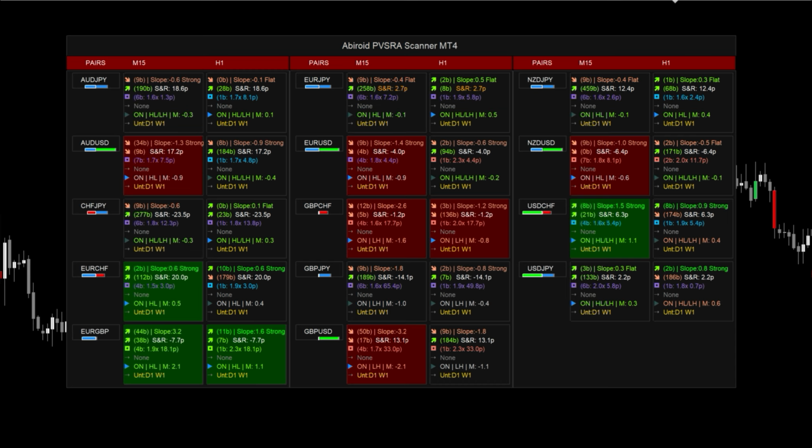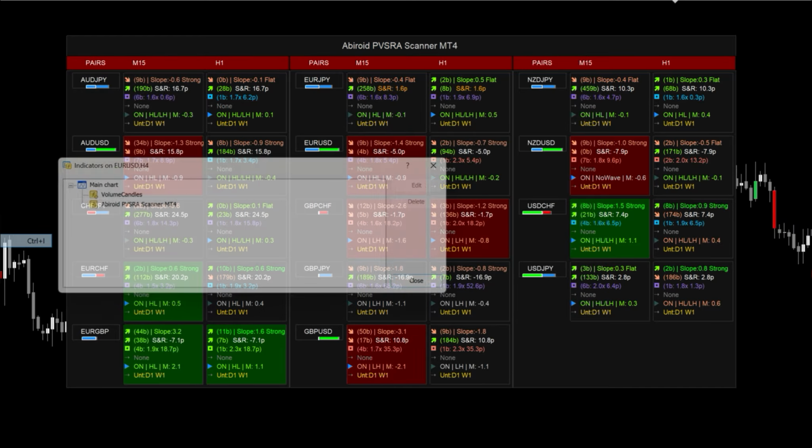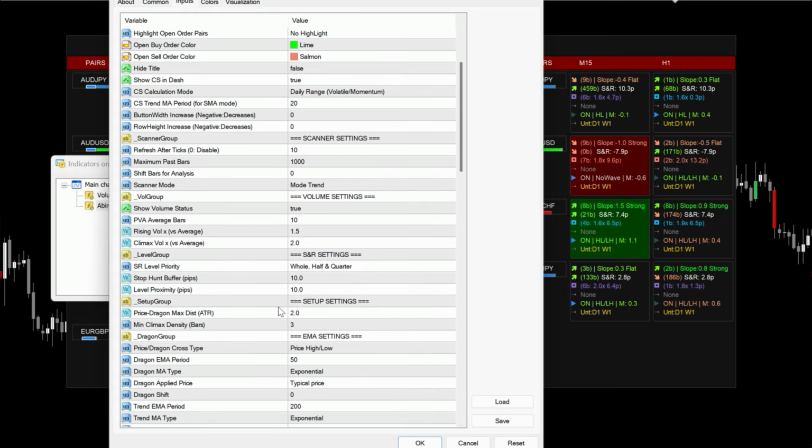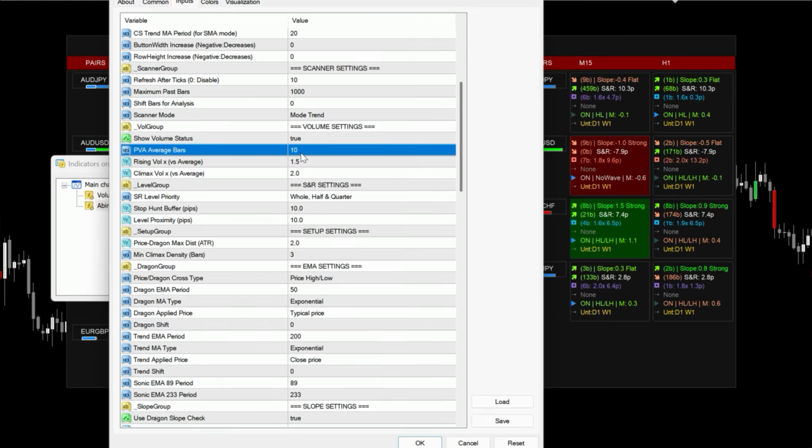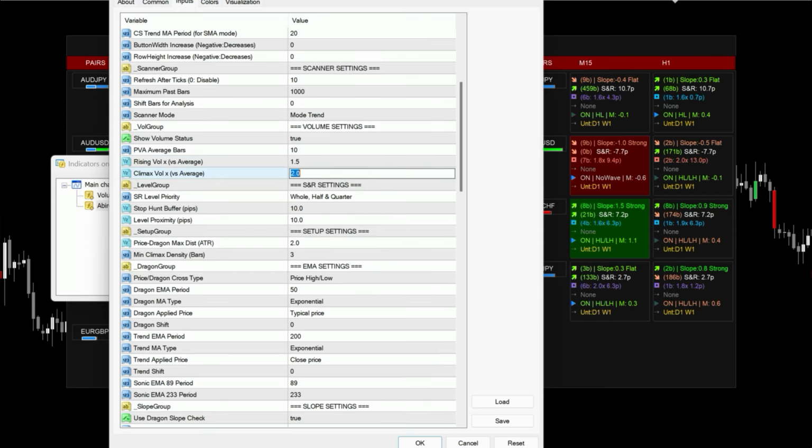And next line, this one is volume. This will show you when a high volume candle had occurred, how many bars back it occurred, and what its multiplier was compared to the past 10 bars. And you can also set that. So it will take the average of the past 10 bars, like right here, PVA average bars, and it will check if it is more than the multiplier 1.5. And for climax value, like high volume, it will check for multiplier 2.